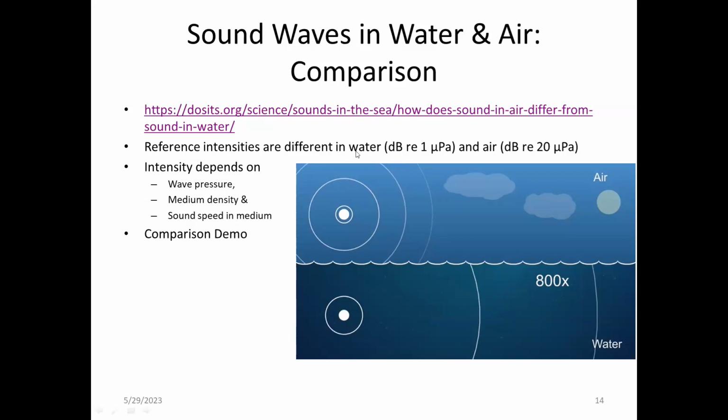The intensity of the sound as perceived in water or in air depends on the wave pressure, which is measured in decibels or in Newton per meter square. The second thing that affects the intensity of the sound is the medium density. In a denser medium, we observe a more powerful sound, and similarly the sound speed in the medium matters. So let me share a demonstration now.